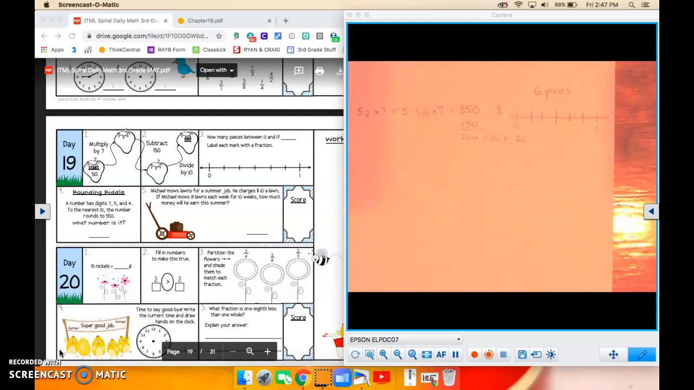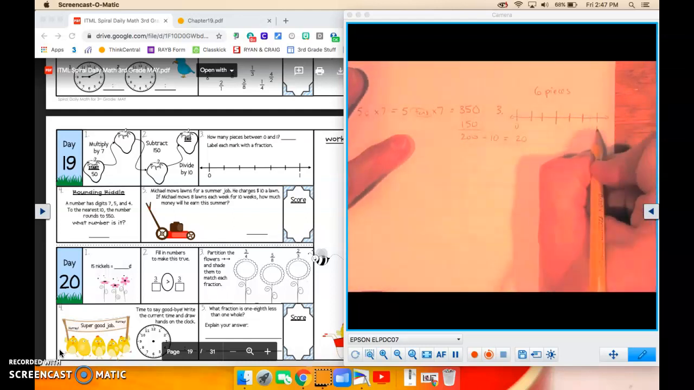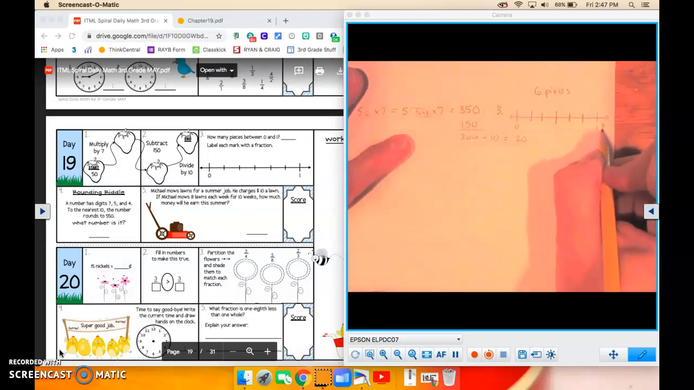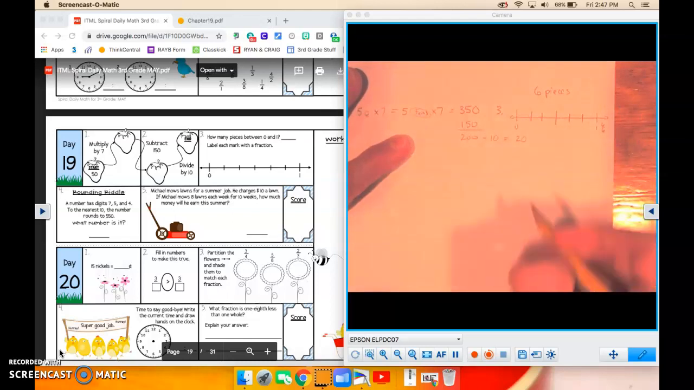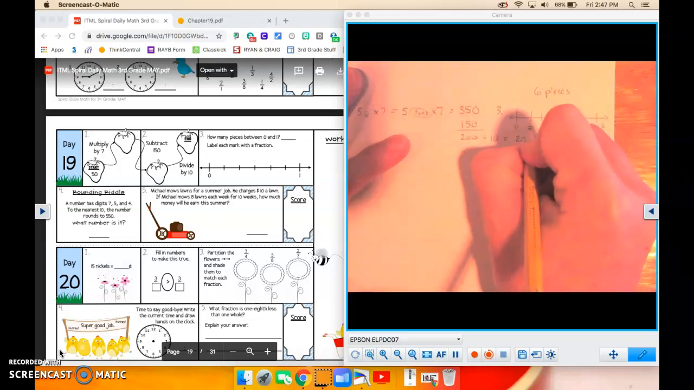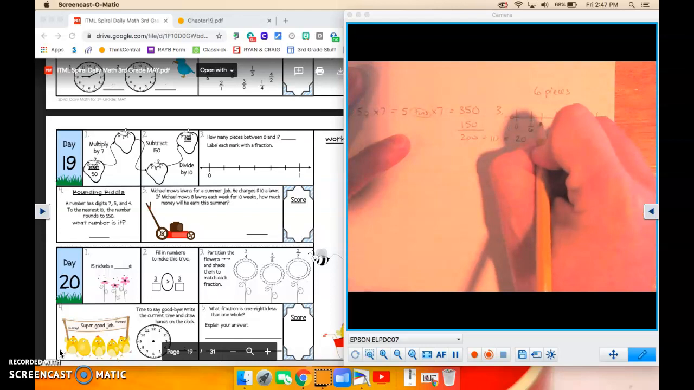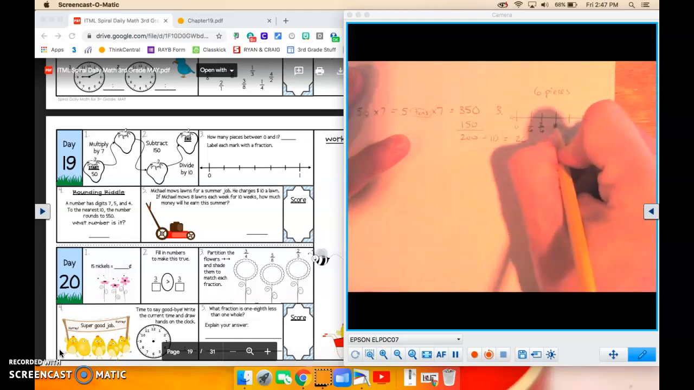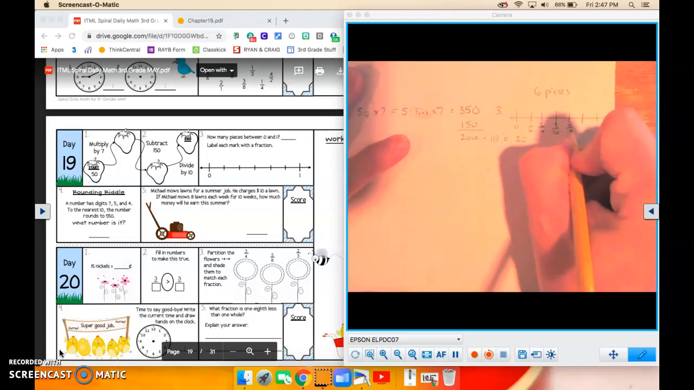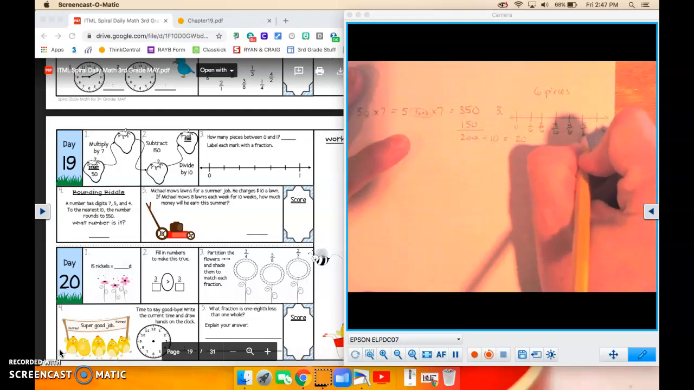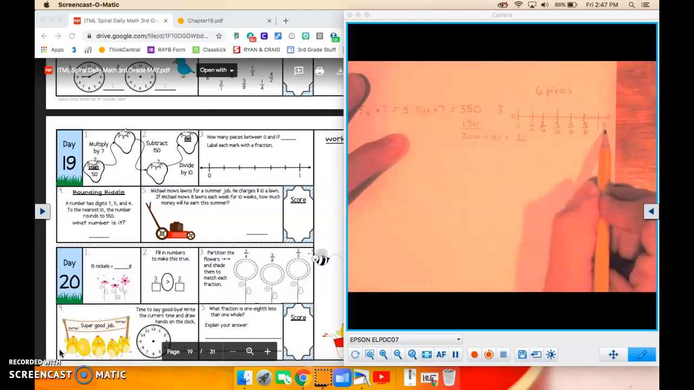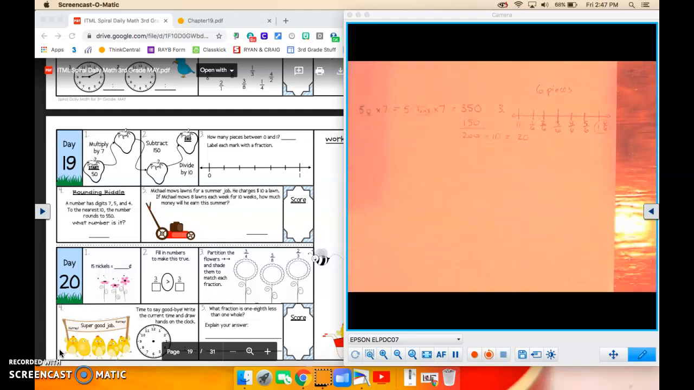Label each mark with a fraction. So this could also be 6 over 6. Okay? So here's 1 piece out of 6, 2 out of 6, 3 out of 6, 4 out of 6, and 5 out of 6. Okay, there we go. And let's look at number 4.